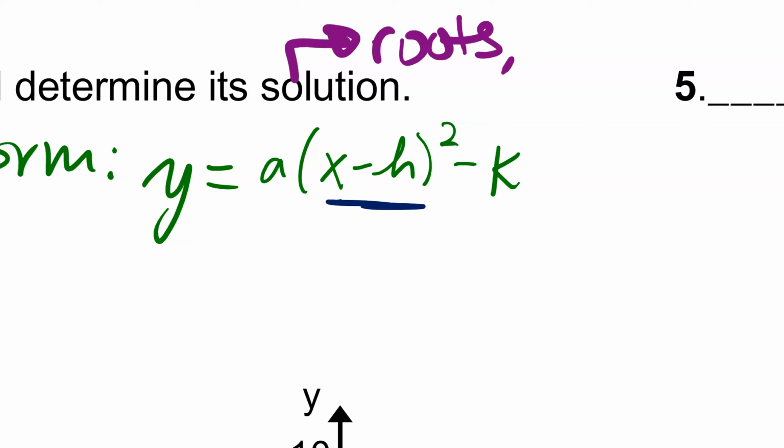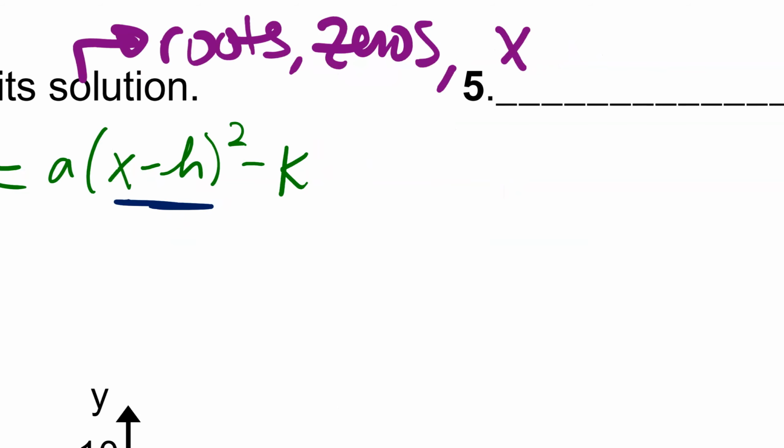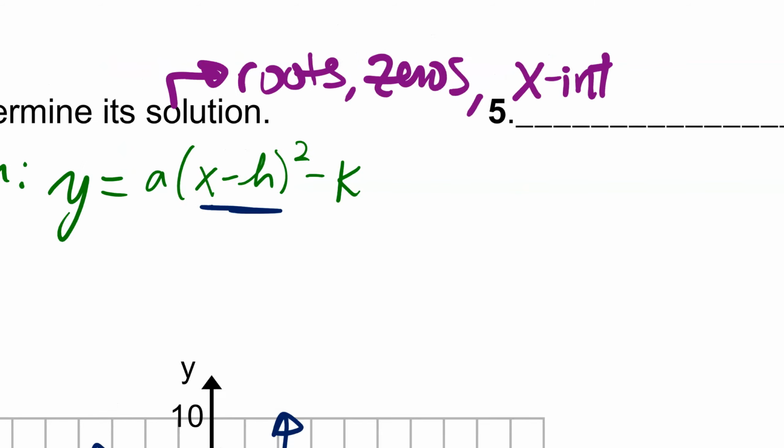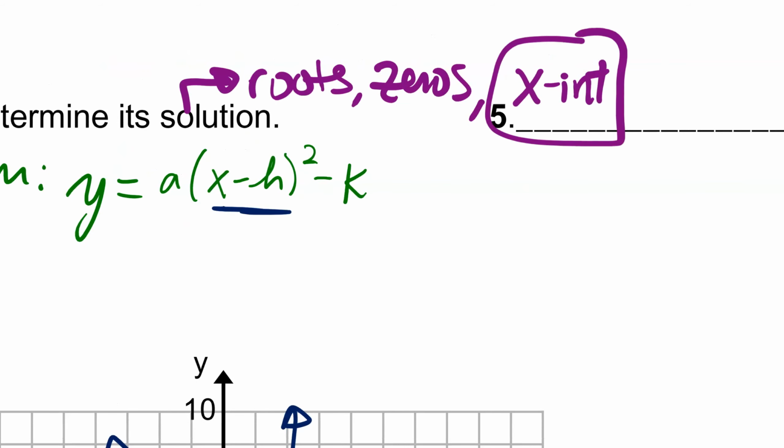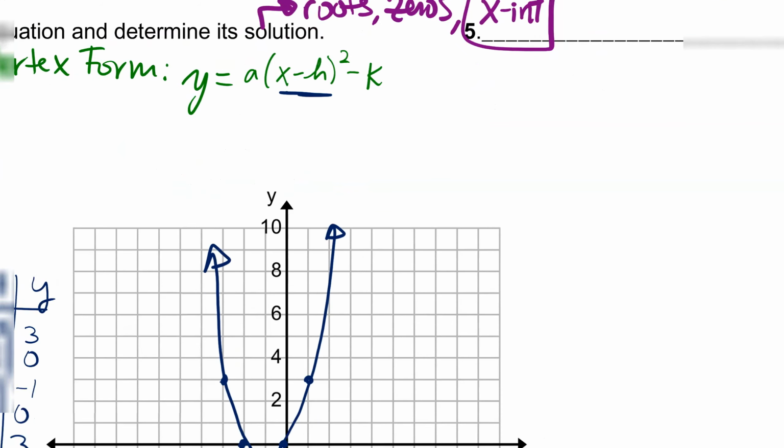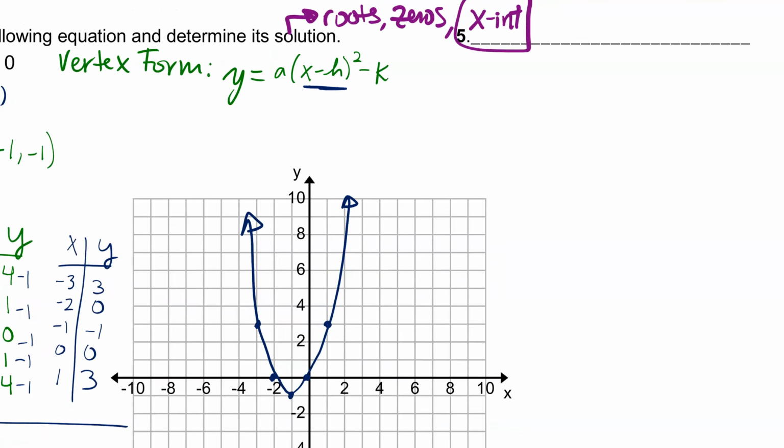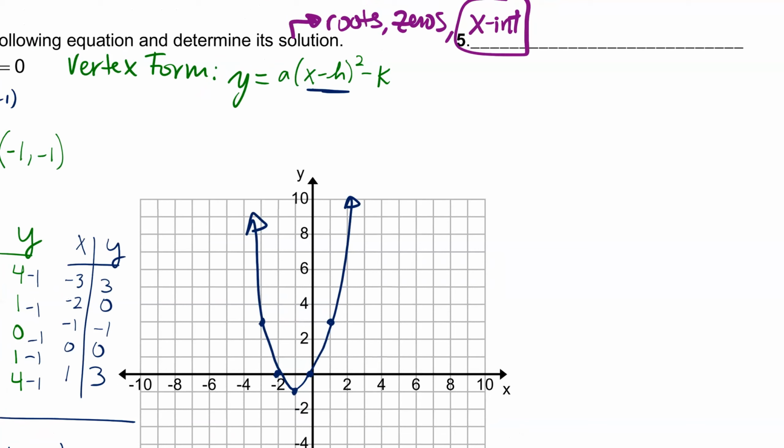Roots. Zeros. X-intercepts. When I'm looking for the solutions, I'm looking for my x-intercepts. Where are my x-intercepts? They align with the x-axis. So remember, those four words mean the same thing: solutions, roots, zeros, x-intercepts. You graphed it and you can see the x-intercepts, yeah?